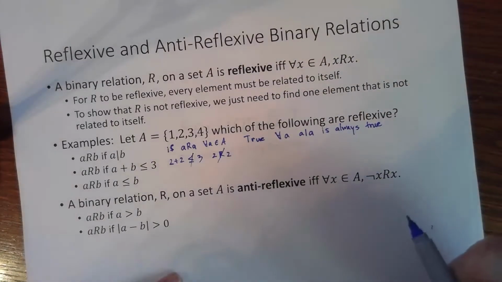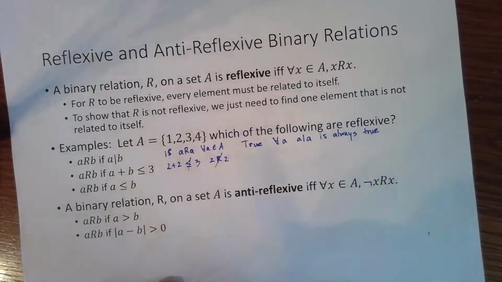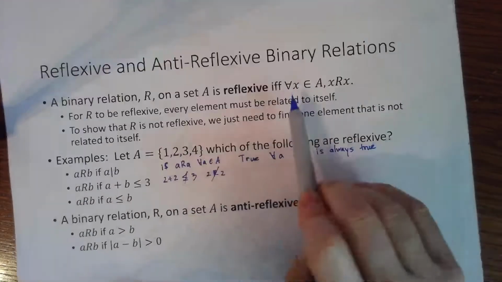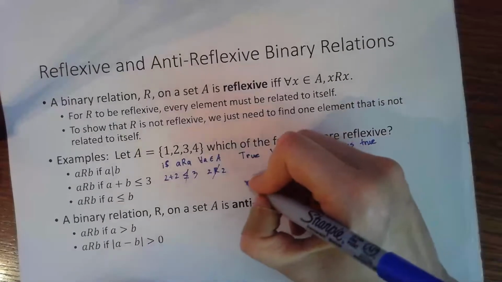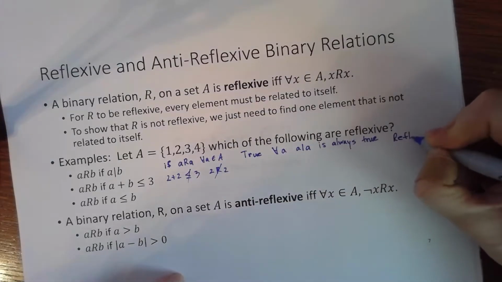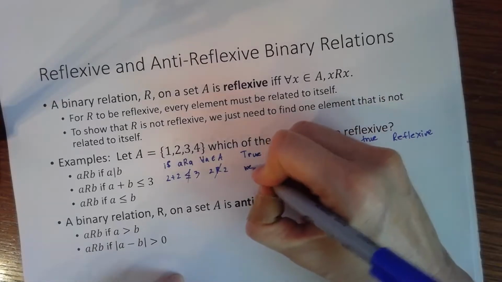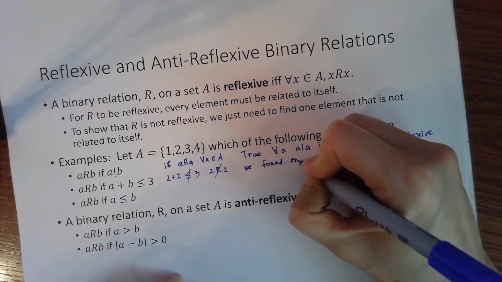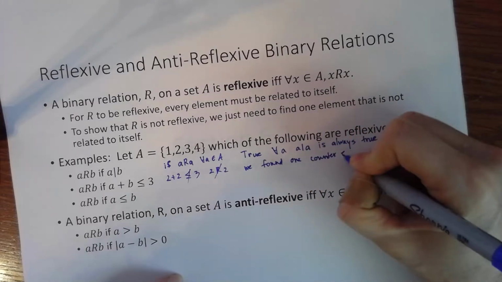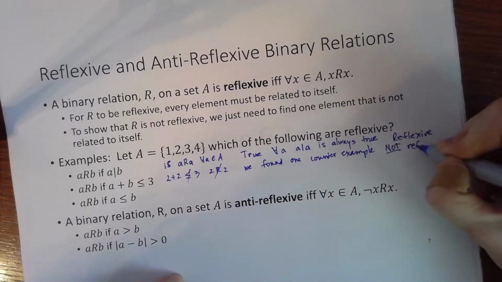And I only need to find one counterexample, and that's enough for me to know that it's not true for every single one. Sure, it was true for 1, but it wasn't true for 2. I don't even have to check 3 and 4. As long as I find one place where it's not related, I know that it's not related for all of them. Okay, so let me write this one. This first one was reflexive. Okay, we found one counterexample, so this one is not reflexive.